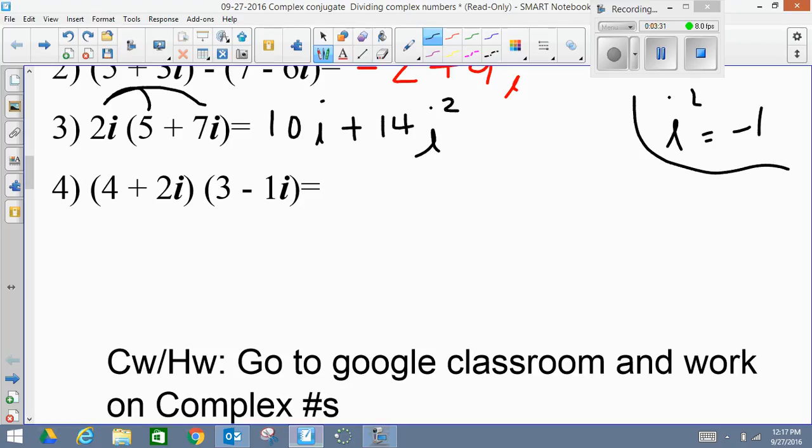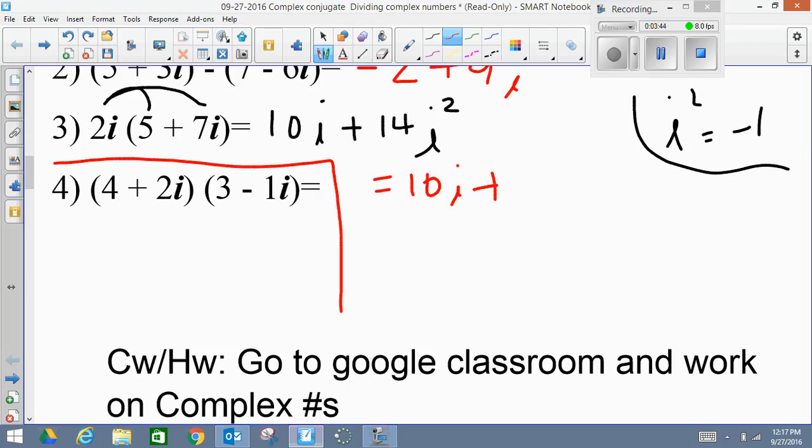So right now what I need to do is change the i squared into -1. Let me rewrite that: 10i plus 14, and instead of the i squared, I'm going to put -1, because i squared equals -1. Very important. Now let me keep going. Equals 10i. 14 times -1 is -14.